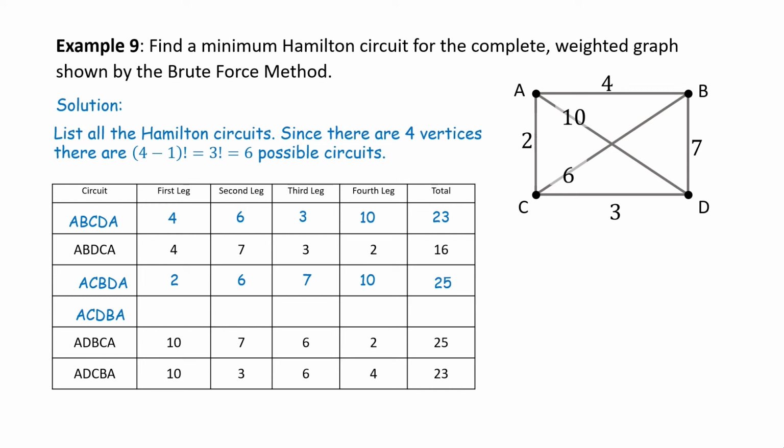Now, pause the video and you compute each of the legs for A, C, D, B, A and the total. After you do that, resume the video and we'll compare answers. By looking at this completed table, we see that the minimum amount for this graph is 16. And notice that there are 2 different paths or circuits that you can use to get the minimum amount.